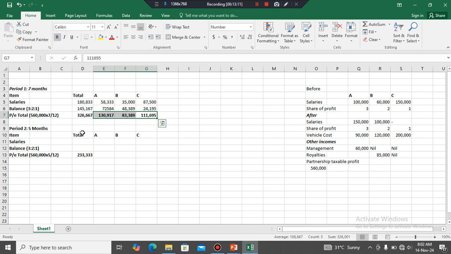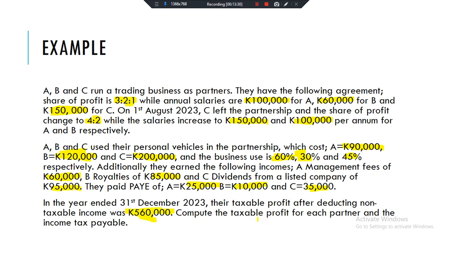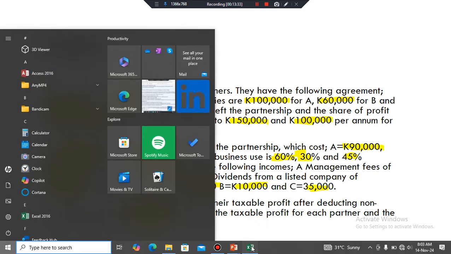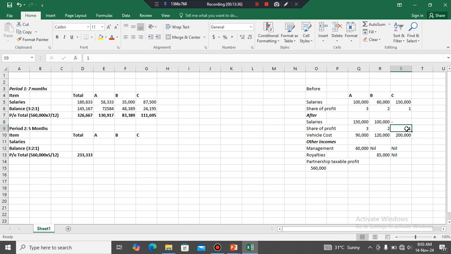So the second period, you do the same with the salaries. So the salary scale changed. It's 150,000 for A, and the ratio also changed. The ratio changed to 3 to 2? Did it? Okay, let me just confirm. The ratio changed to 4 to 2. So I think I just did a copy and paste. So it changed to 4 to 2.